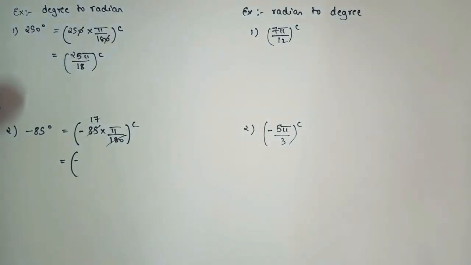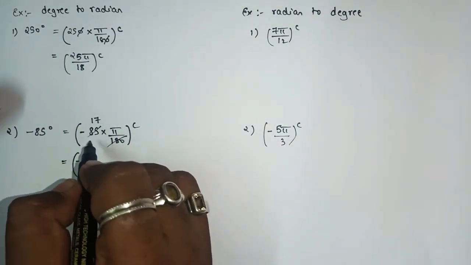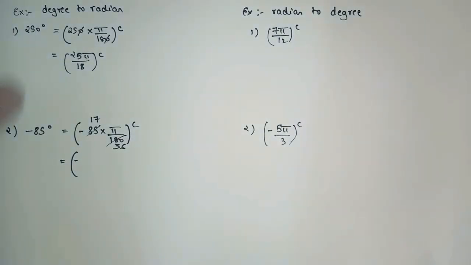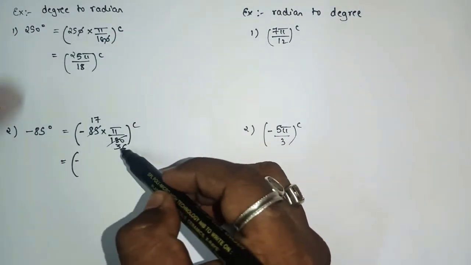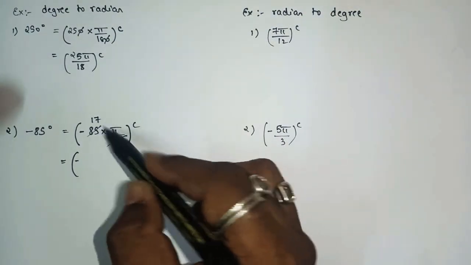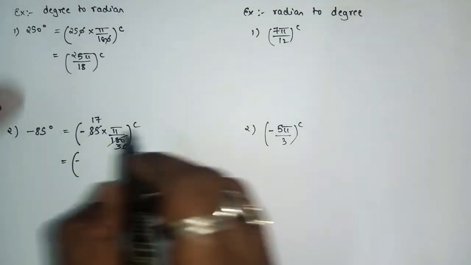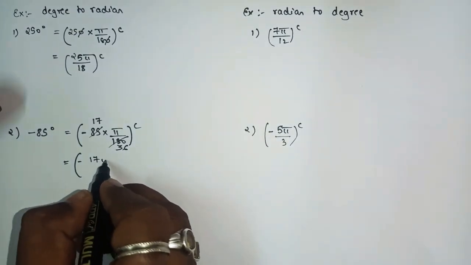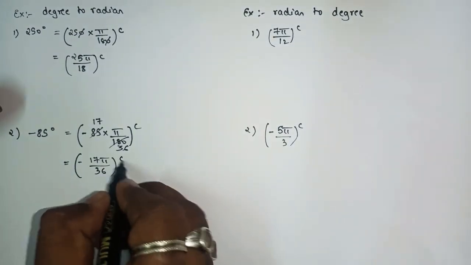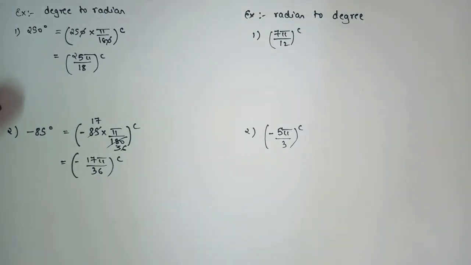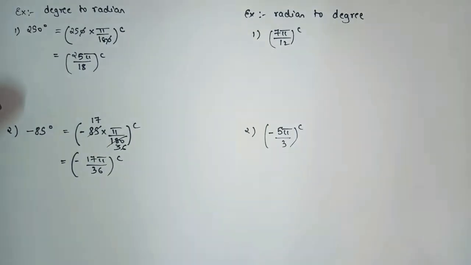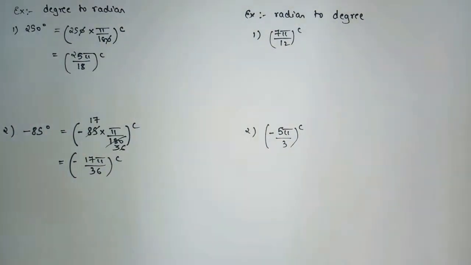5 17s are 85, and 5 36s are 180. Here we are left with 17 and 36, an odd and an even number, so further we cannot cancel this. So we are left with 17 pi upon 36 radian. So here we got the answer for minus 85 degree: minus 17 pi upon 36 radian. So we took a few examples based on how to convert degree into radian.